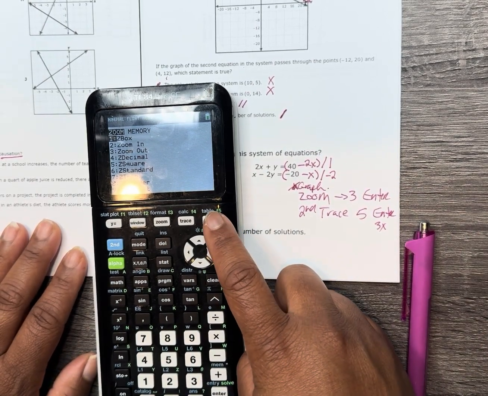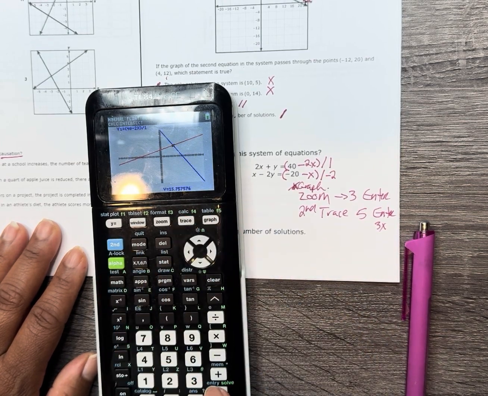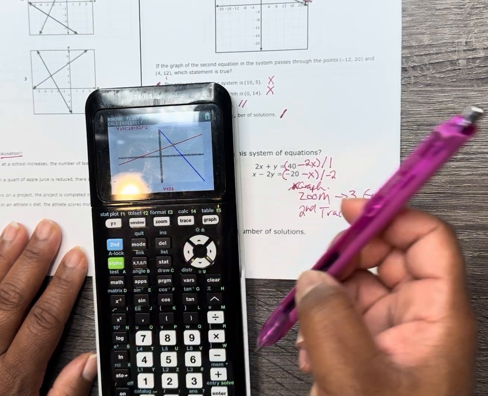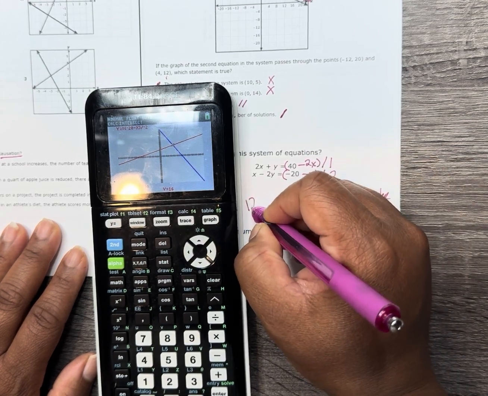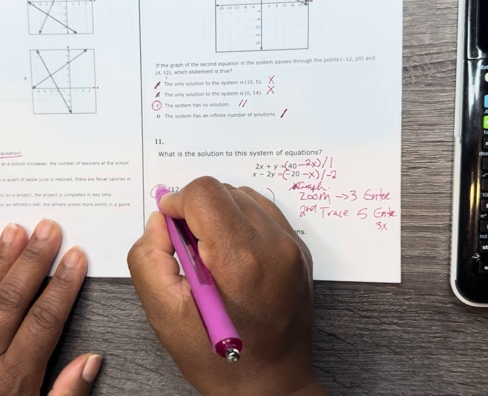Okay. So here we did that. Second, trace, 5, enter, enter, enter. And it said the intersection was at 12, 16. Which answer is that? It's A.